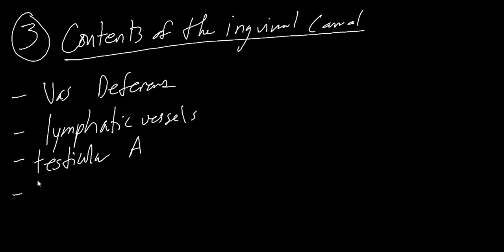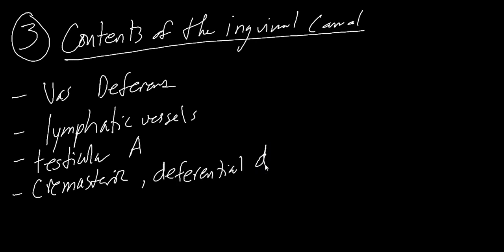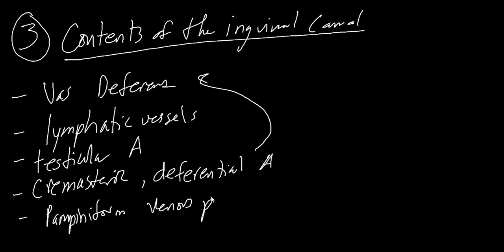A couple other arteries. We've got the cremasteric. Remember, your cremaster muscle was involved in temperature regulation and also stimulation. Then we've also got the deferential artery. The deferential artery supplies blood to the vas deferens, so that should kind of make sense. You've also got the pampiniform venous plexus. So the pampiniform venous plexus is going to be your venous supply. We've got arteries, we've got veins, you've also got some nerves.